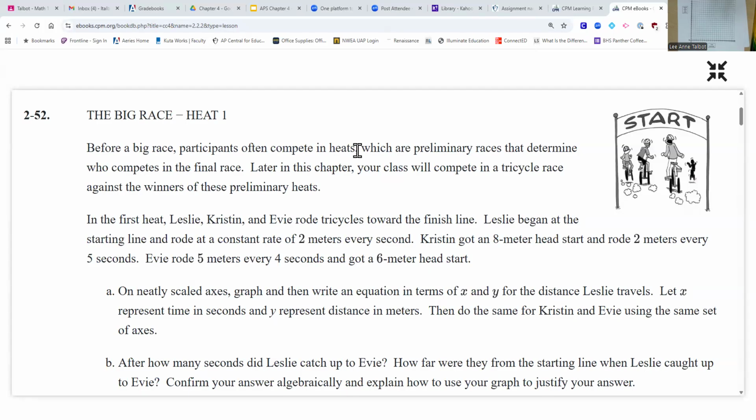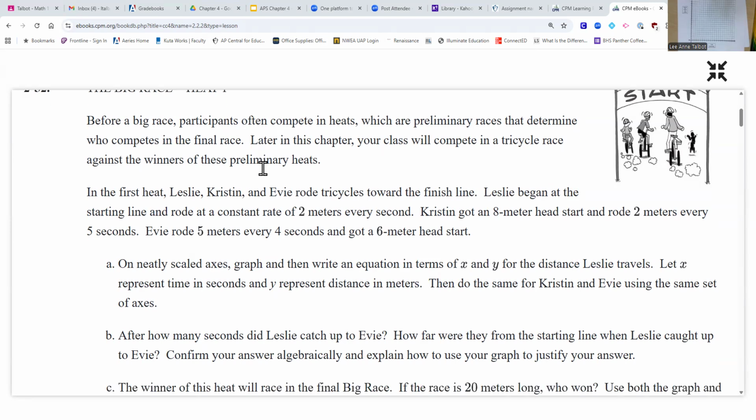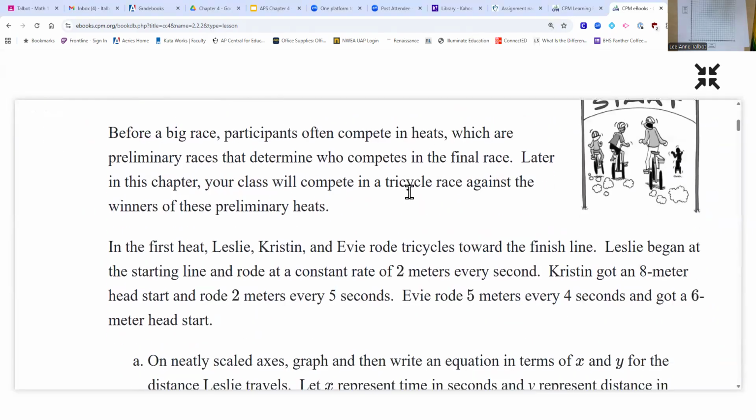Before a big race, participants often compete in heats, which are preliminary races that determine who competes in the final race. Later in this chapter, your class will compete in a tricycle race, not a real one, against the winners of these preliminary heats. In the first heat, Leslie, Kristen, and Evie rode tricycles toward the finish line. Leslie began at the starting line and rode at a constant rate of 2 meters every second.